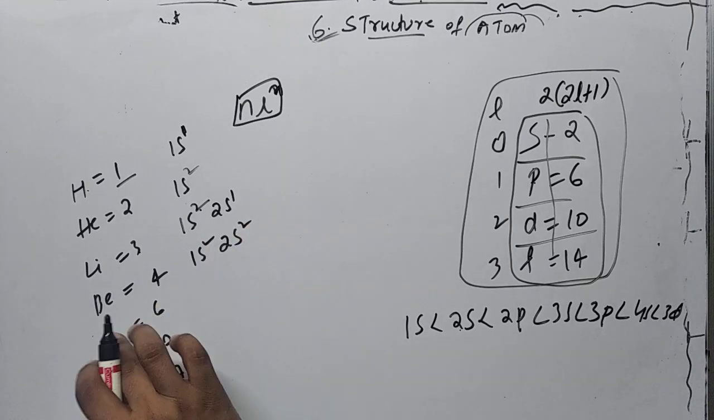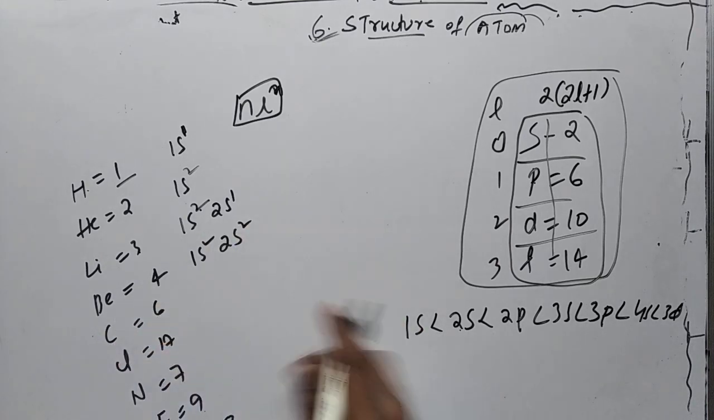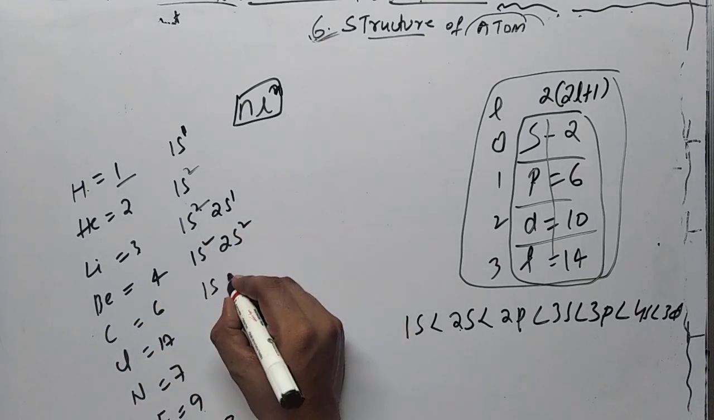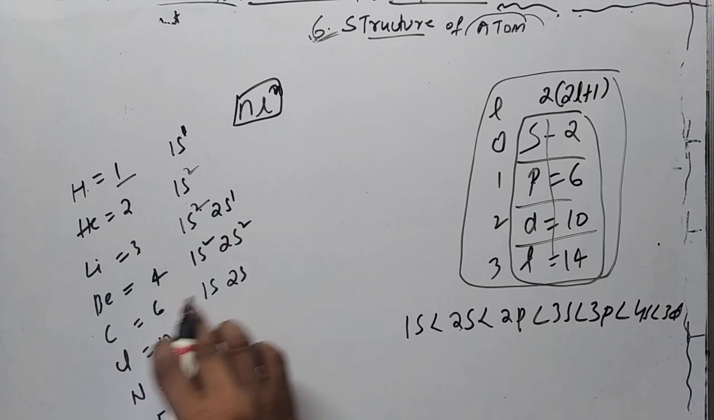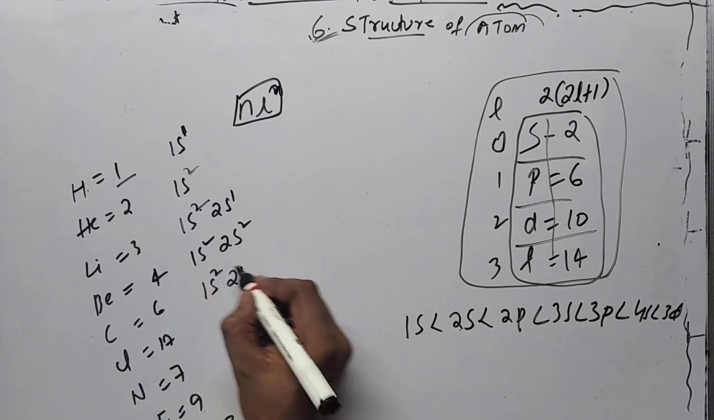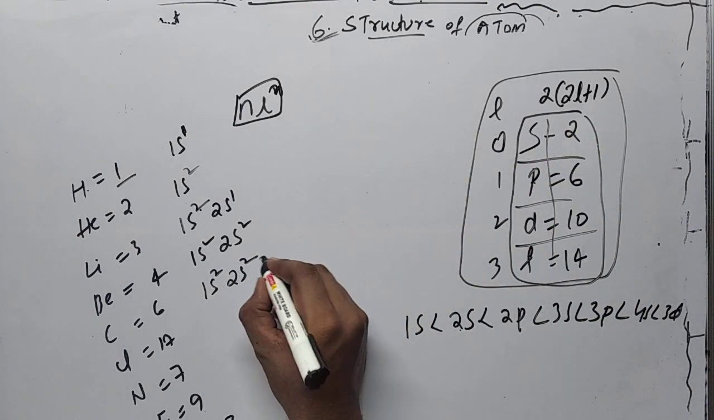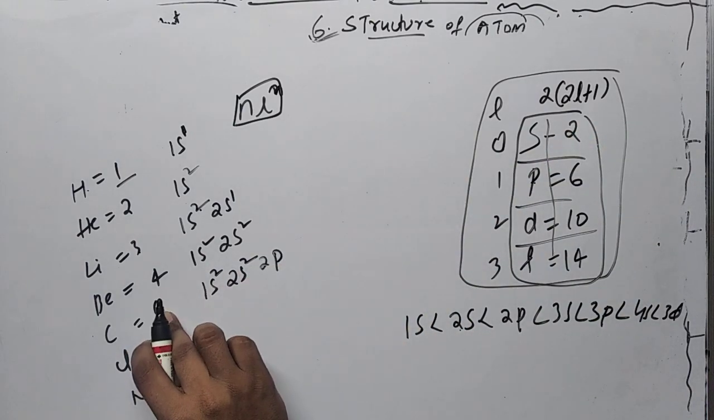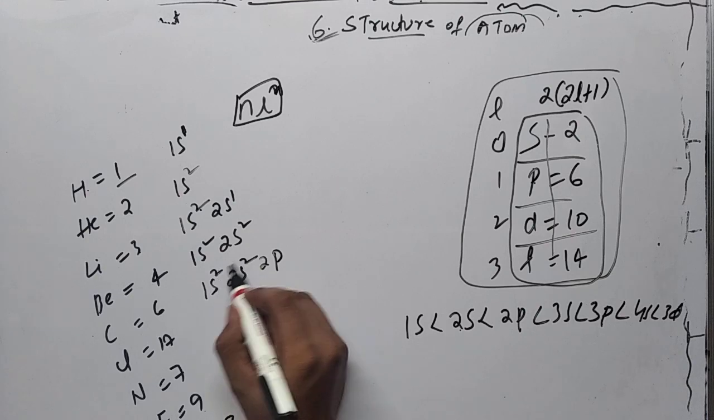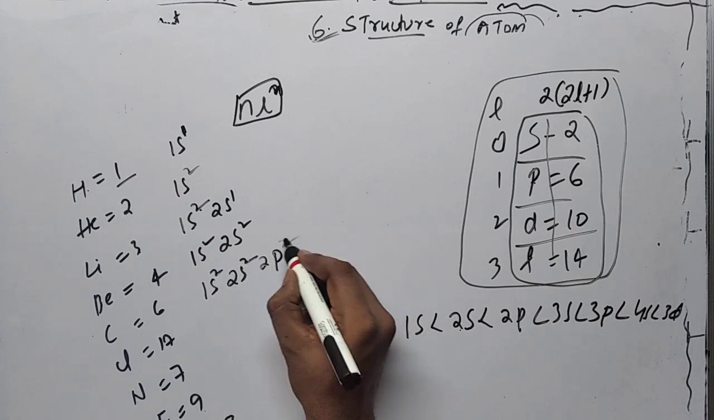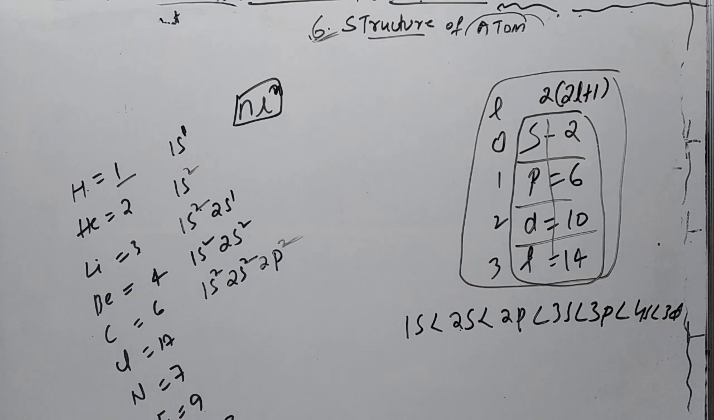If you want to do the electronic configuration of carbon, the first orbital is 1s, then we have 2s. In 1s we fill 2 electrons, and in 2s we can fill only 2 electrons. Next after 2s we have 2p. Just count: the total number of electrons is 6. How many are filled? 4 are filled. How many are left? 2. So 1s2, 2s2, 2p2 is the electronic configuration of carbon.